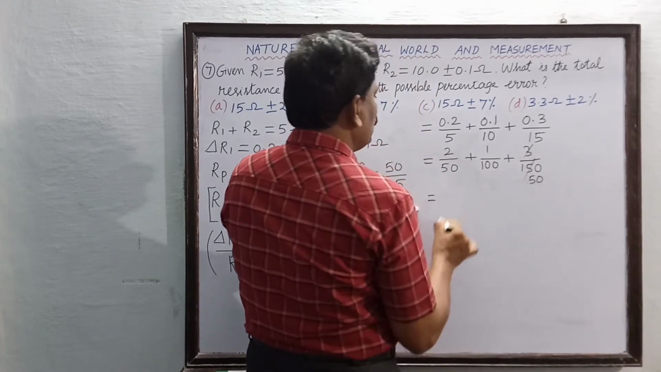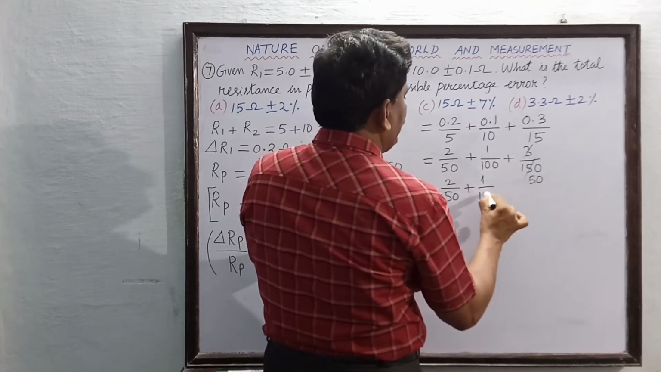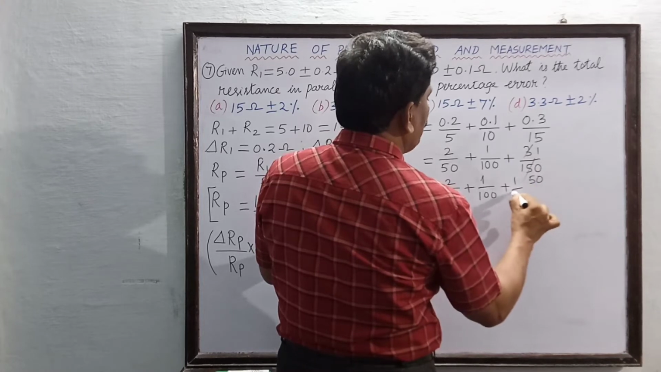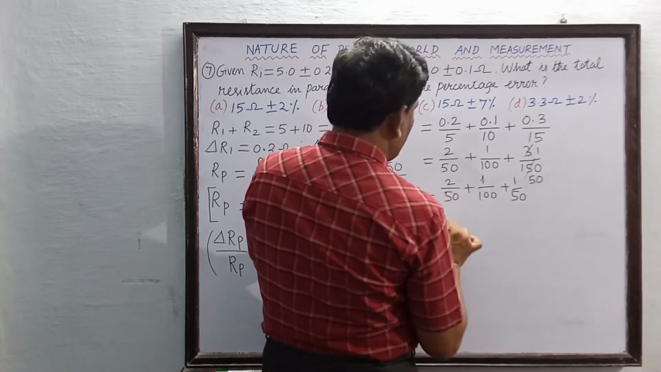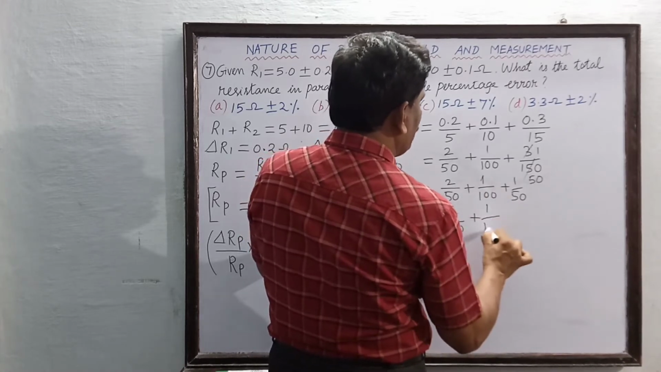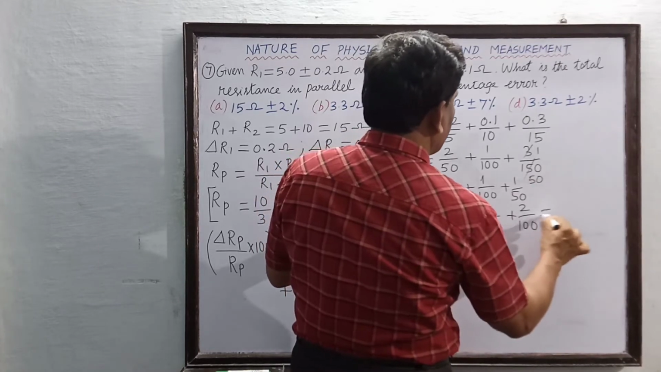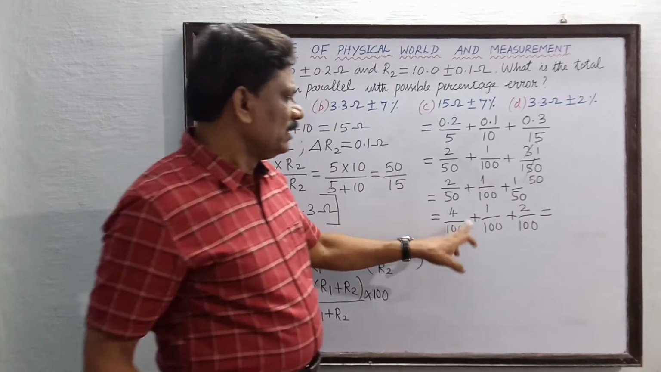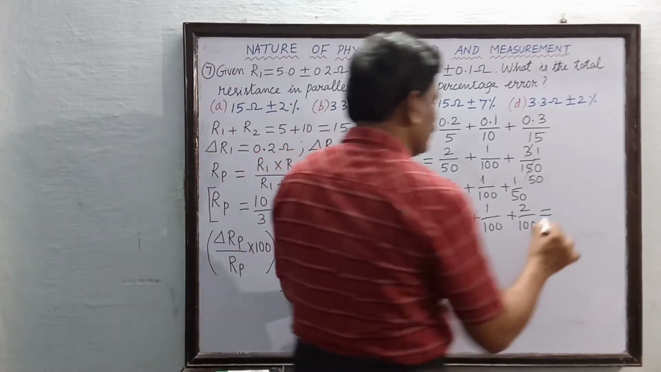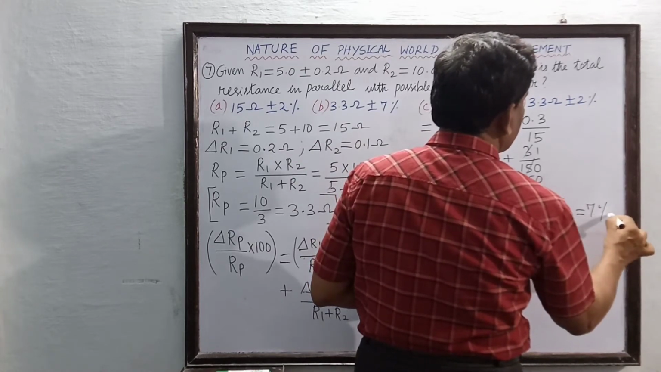So this is equal to 2 by 50 plus 1 by 100 plus 1 by 50. Once again, this can be written as 4 divided by 100 plus 1 divided by 100 plus 1 by 50 can be written as what? 2 divided by 100. So you add all the numerators. 4 plus 1 plus 2 is equal to what? 7. 7 by 100. So this is equal to 7 by 100. That is equal to 7%.